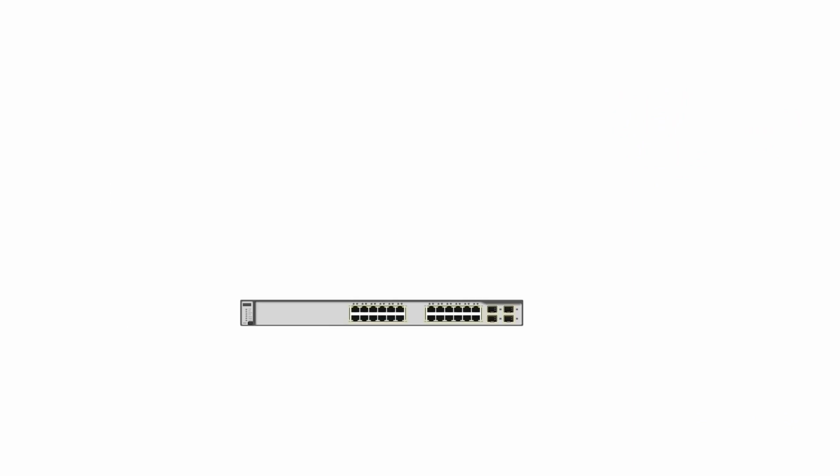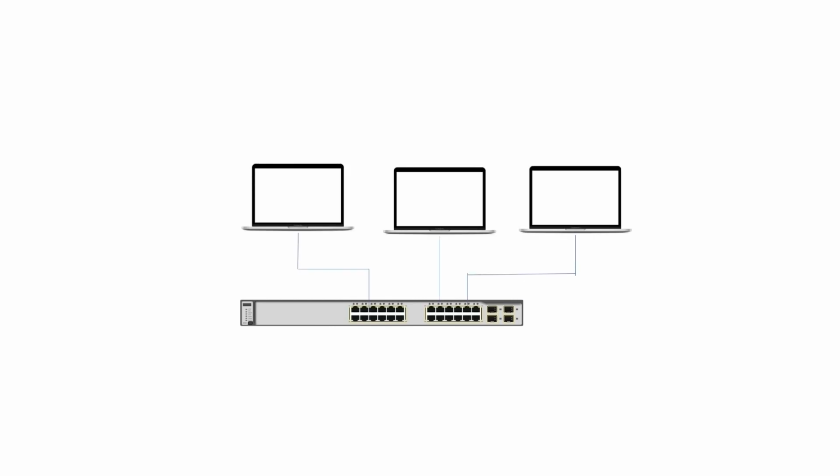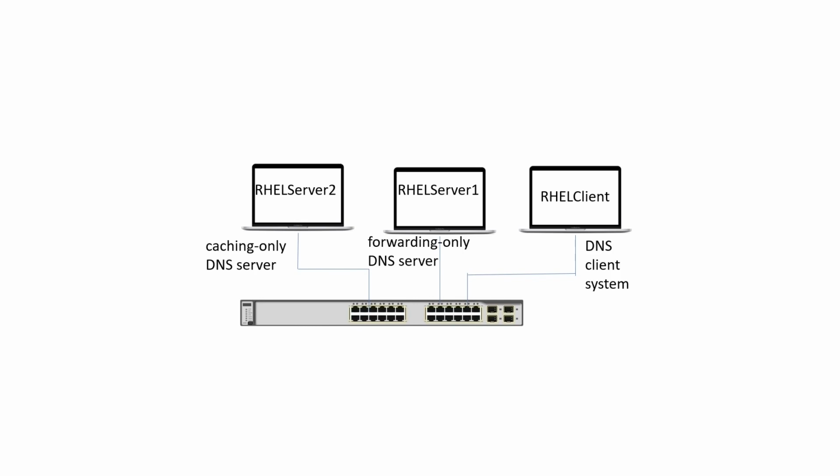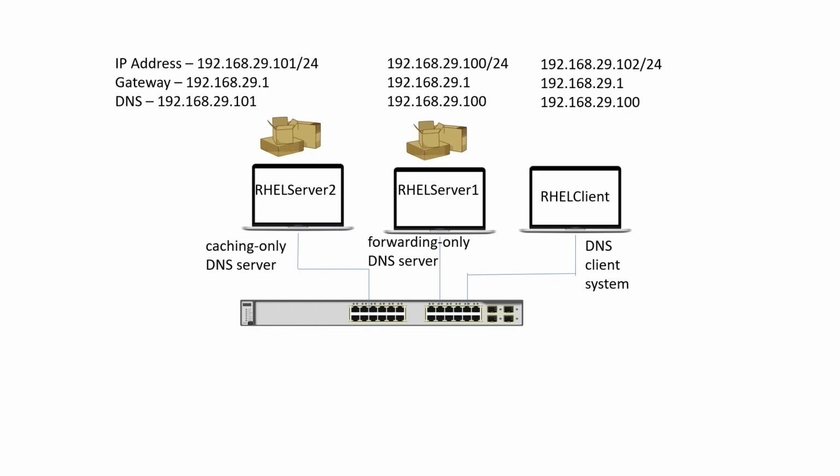To explain how to configure primary and secondary name servers, I will use a pre-built lab. In this lab, I have three systems: our HEL Server 1, our HEL Server 2, and our HEL client. Currently, our HEL Server 2 is configured as a caching-only DNS server. Our HEL Server 1 is configured as a forwarding-only DNS server, and our HEL client is configured as a DNS client system. The bind and bind-utils packages are installed on our HEL Server 1 and our HEL Server 2. Currently, systems are configured to use these IP addresses.